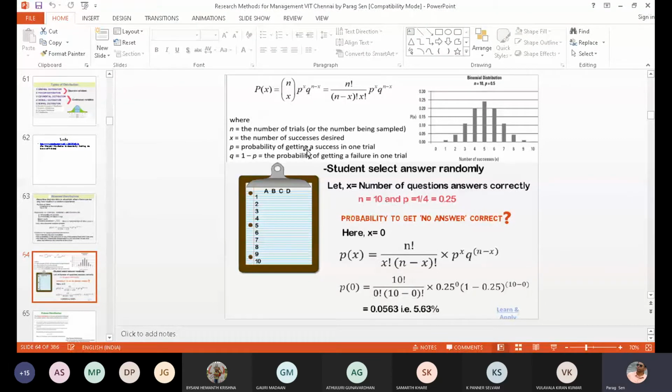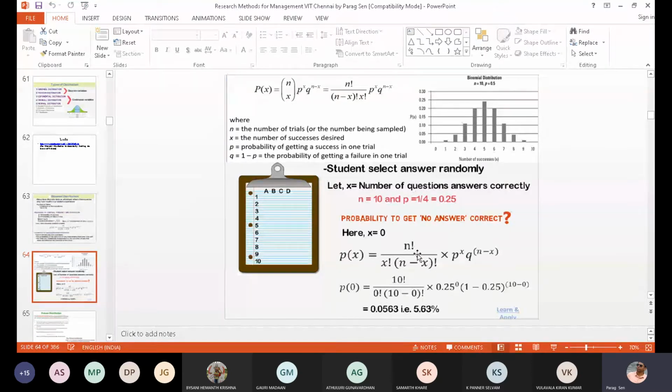So what is x? Just think about the probability formula. What is x? The number of successes desired. But here they are taking the failure into account, so rather than considering x as the success, they have considered x as zero. So this is the probability of zero answers being correct.